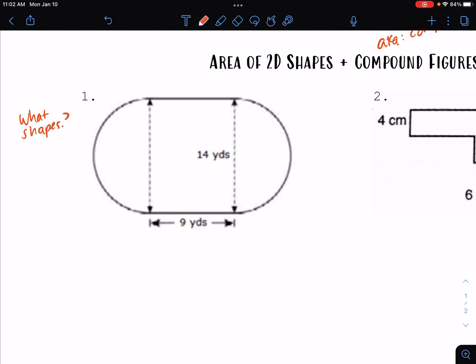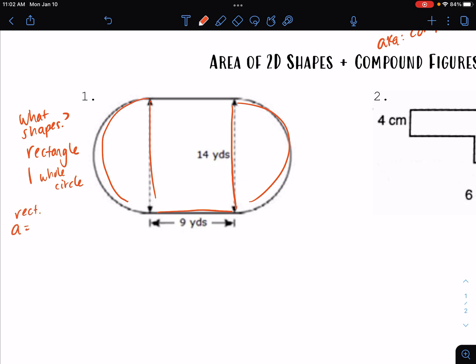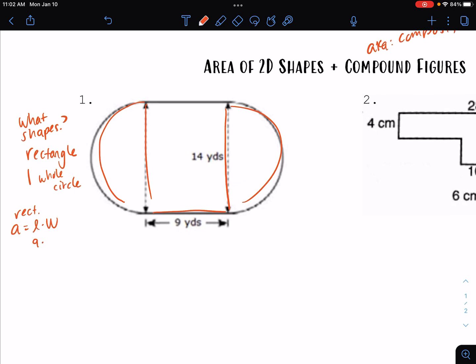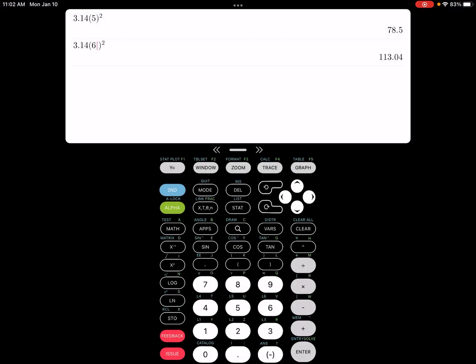Well, I see a 14 by 9, so that is a rectangle. And 2 halves of a circle make one whole circle. Okay, so we have 2 shapes here. So to find the area of a rectangle, it's the length times width, or base times height. So 9 times 14. Let me get my calculator out.